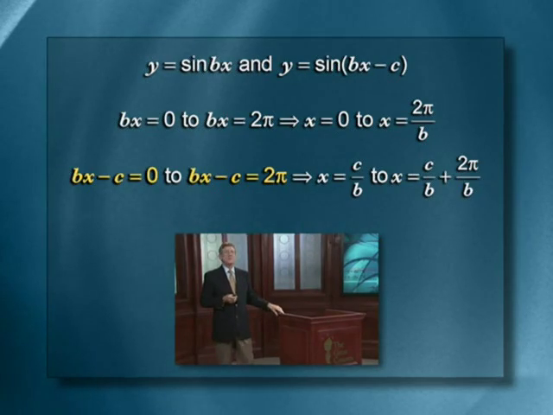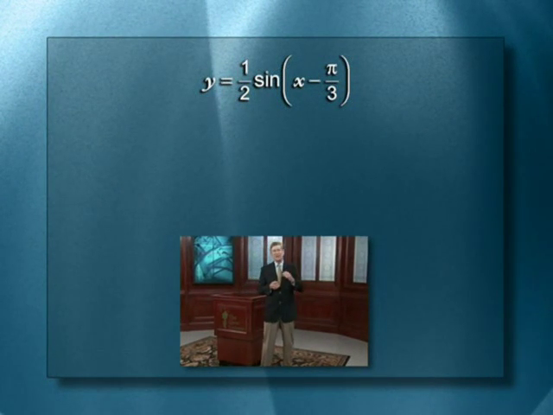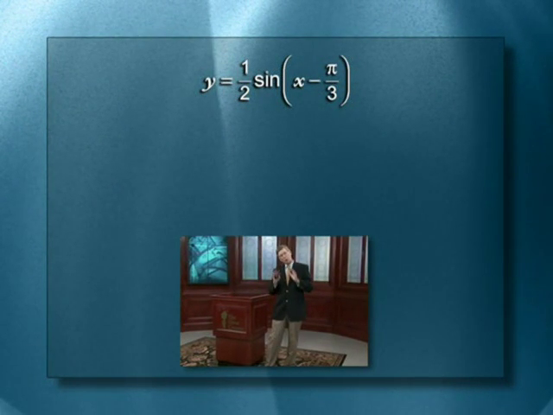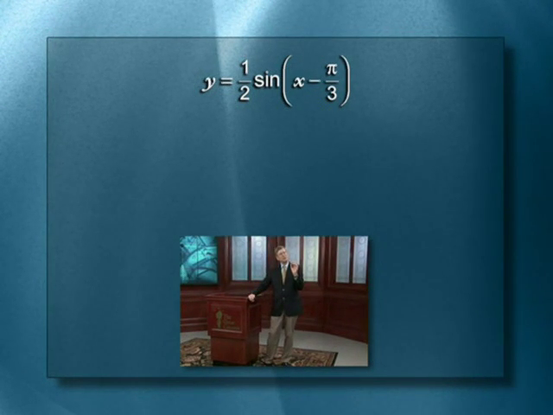All right, let's do an example. How about the following equation? Y equals 1/2 sine of x minus pi over 3. What in the world does that look like? Y equals 1/2 sine of x minus pi over 3.